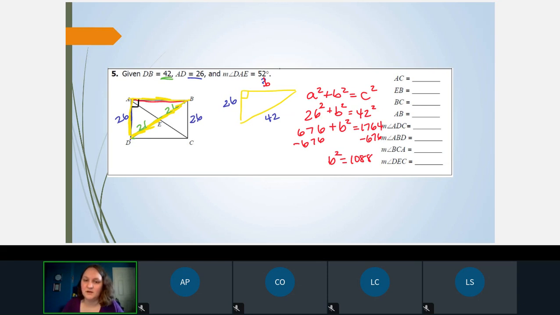If you remember how to undo a square, type it in the chat. I don't care if you spell it right. How would you undo a square? What button would you use on your calculator? Or what symbol would you write on your paper? What undoes a square? Anybody? Yeah, Caleb, have confidence. You're right.